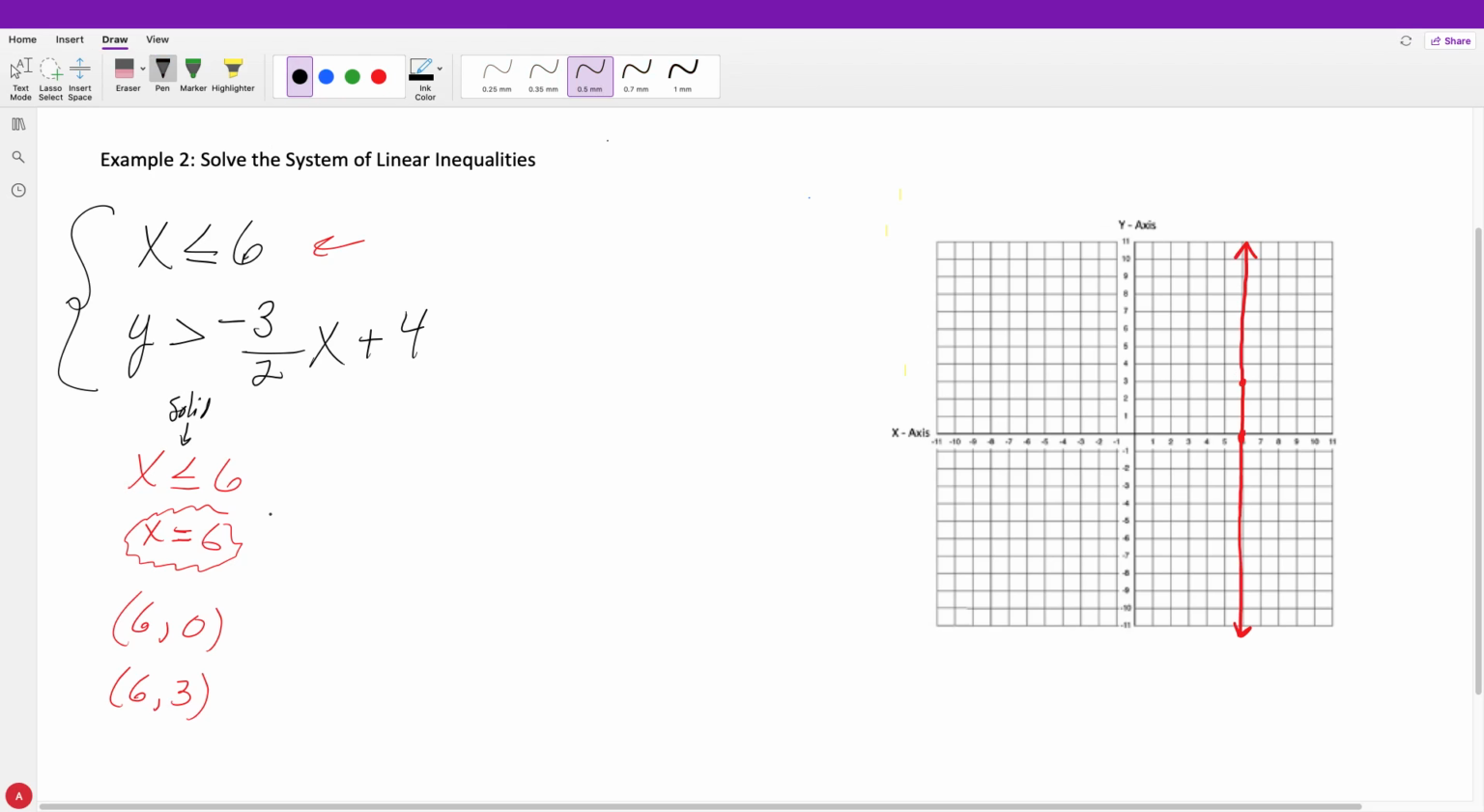Now I need to pick a point to plug in. So the point we pick is 0, 0. Well, there's no y to substitute in for 0, but I can still substitute 0 in for that x. And is 0 less than or equal to 6? Yes, it is. So that means that region works.